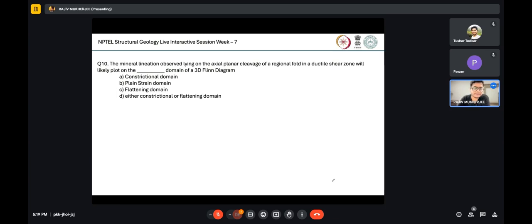Question number 10. The mineral lineation observed lying on the axial planar cleavage of a regional fold in a ductile shear zone will likely to plot on the dash domain of a 3D Flinn diagram. Option A, constrictional domain. Option B, plane strain domain. Option C, flattening domain. And option D, either constrictional or flattening domain.